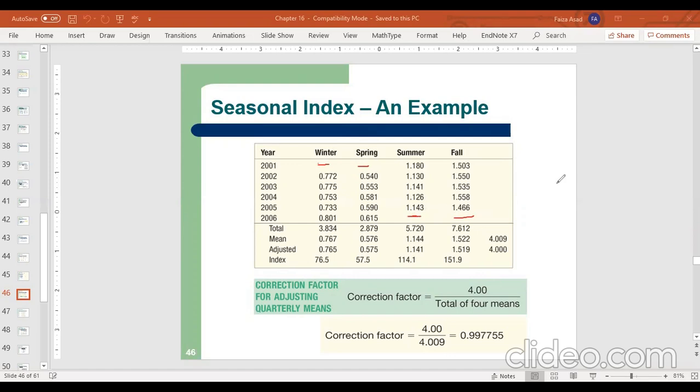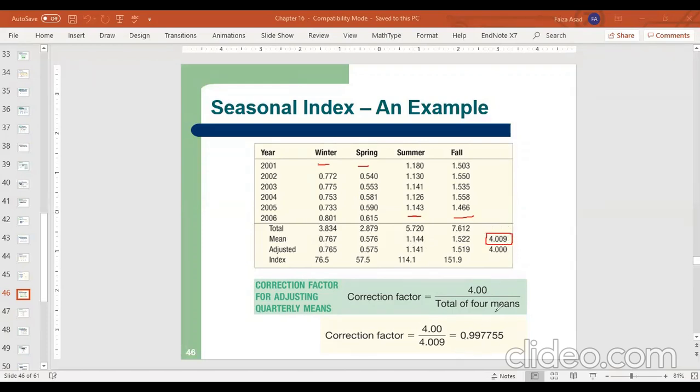So for each quarter, this is the total for each quarter, and then we get the means for each quarter, and this is the adjusted mean for each quarter. How do we get this adjusted mean? Basically, we need exactly four here, but due to seasonal effect, we get 4.009.